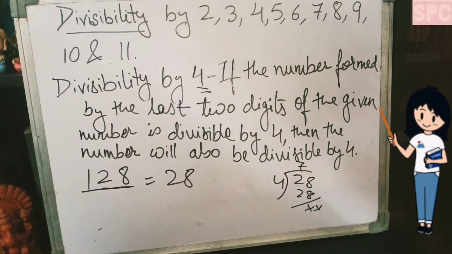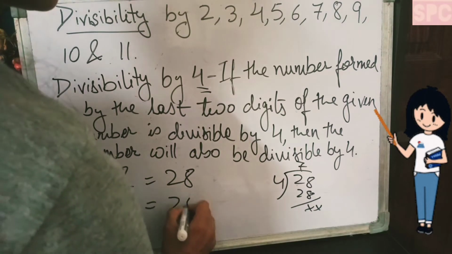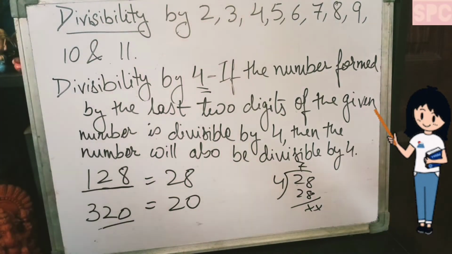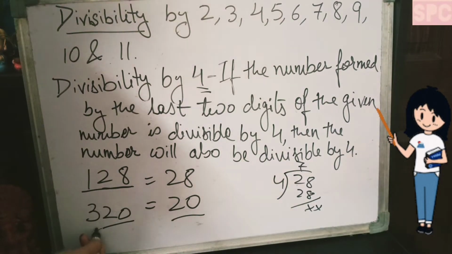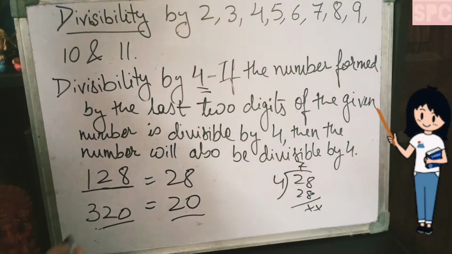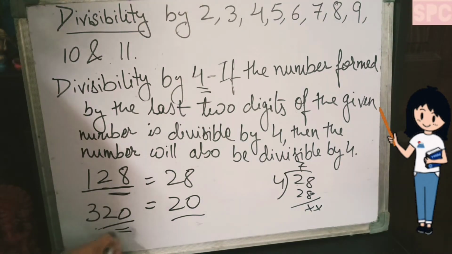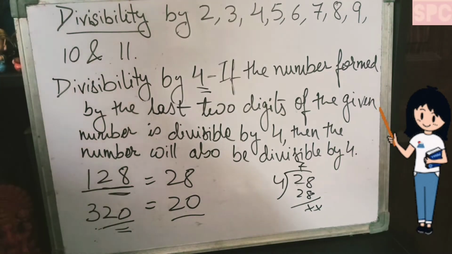Let's understand this with the help of one more example. 320. Now here the number which is formed by the last two digits, that is ones and tens, is 20. 4 fives are 20. So as 20 is divisible by 4, 320 is also divisible by 4. So this is very simple. You just have to see the last two digits of any given number. If the number which is formed by the last two digits is divisible by 4, then the entire number will also be divisible by 4.